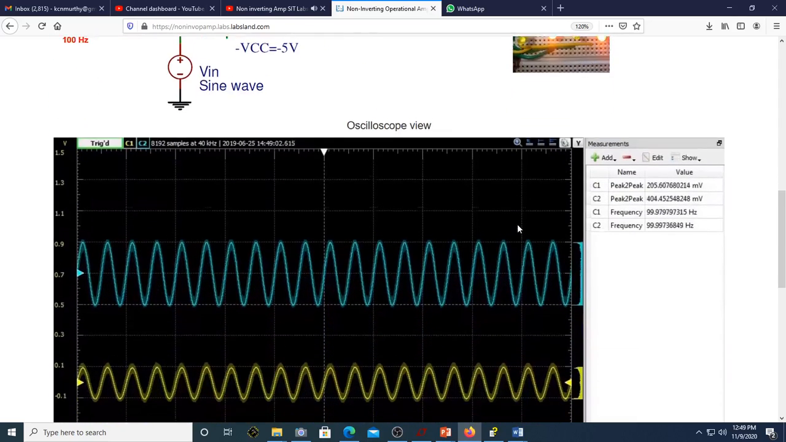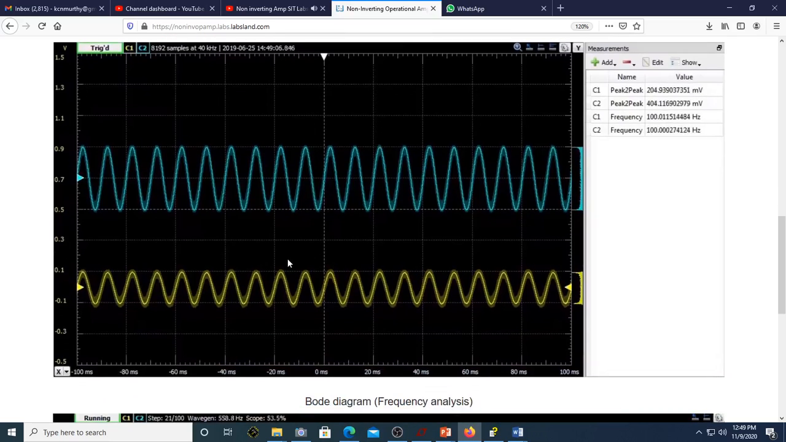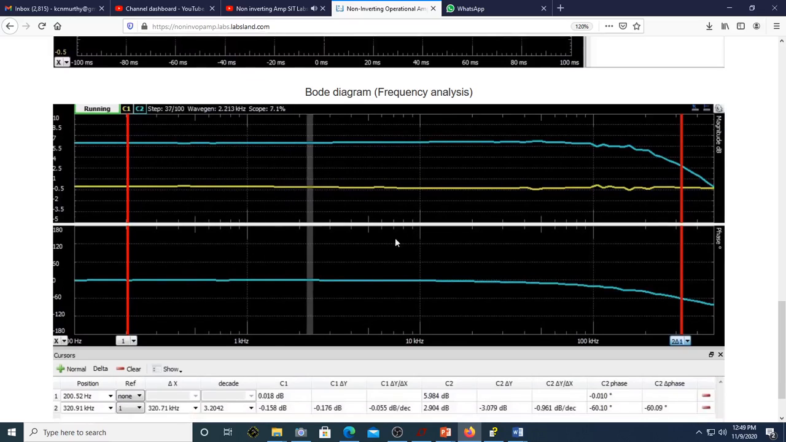Oscilloscope view shows the time response of the non-inverting operational amplifier. Oscilloscope has 2 waveforms where yellow corresponds to input and blue corresponds to output waveform. The Bode diagram shows the frequency response of non-inverting Opamp.